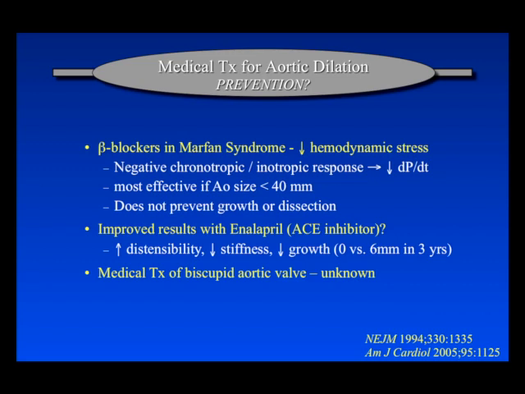Some have suggested improved results with enalapril, ACE inhibitors, with increased distensibility and decreased stiffness of the aorta. Medical treatment of bicuspid aortic valves is unknown at this point, but beta blockers have been suggested to decrease the rate of growth over time.